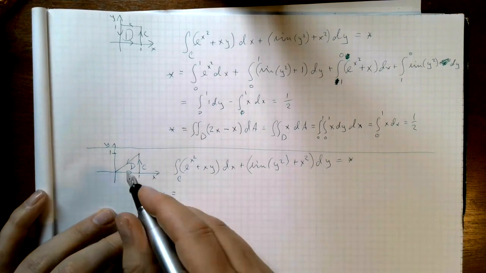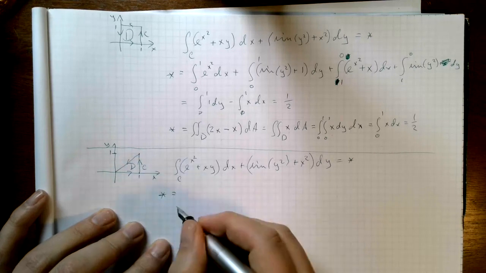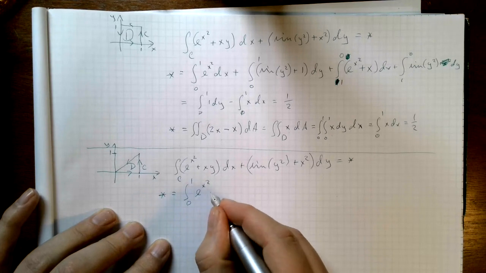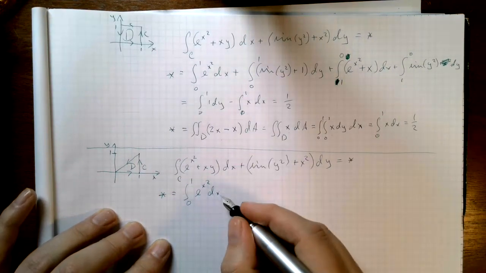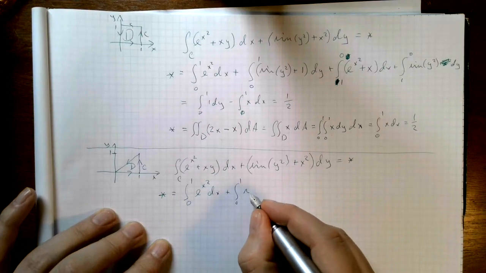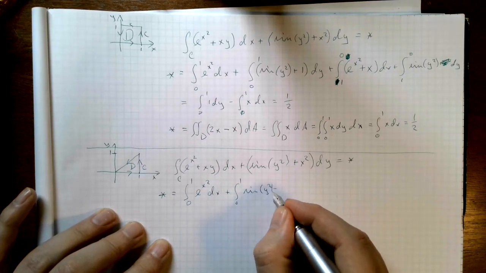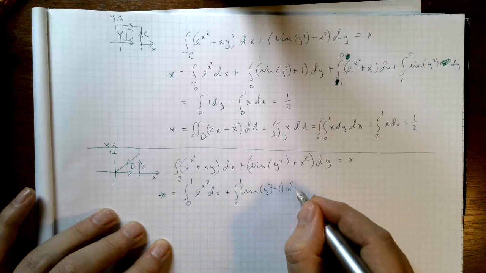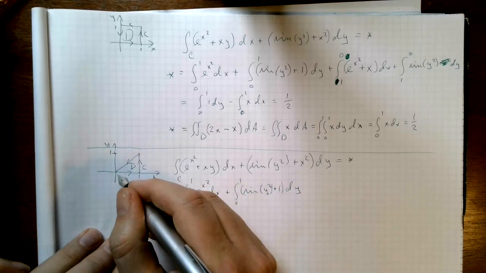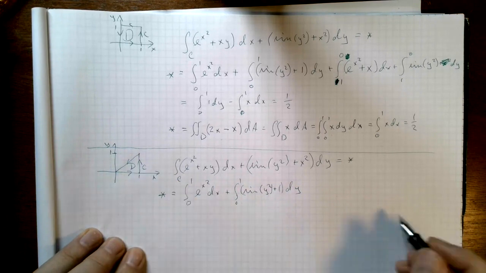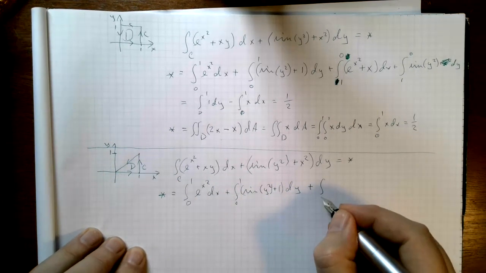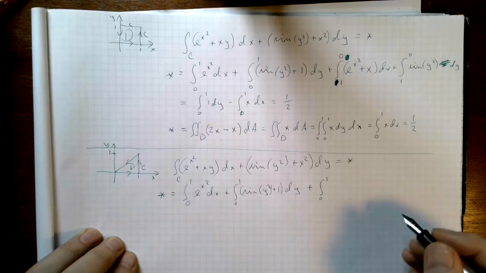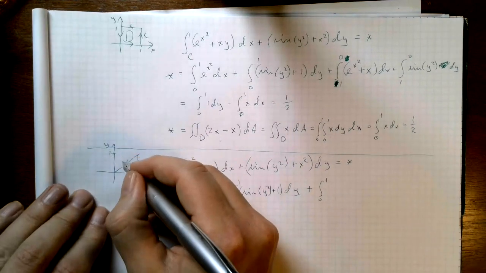So over here, let's write this down. The first two bits are the same, and then we have plus the integral from 0 to 1 of sine of y squared plus 1 dy. But now this one we have to parameterize, and we could parameterize by t. I could write this as 0 to 1, and I could have my parameterization for this. Maybe I'll write it over here.